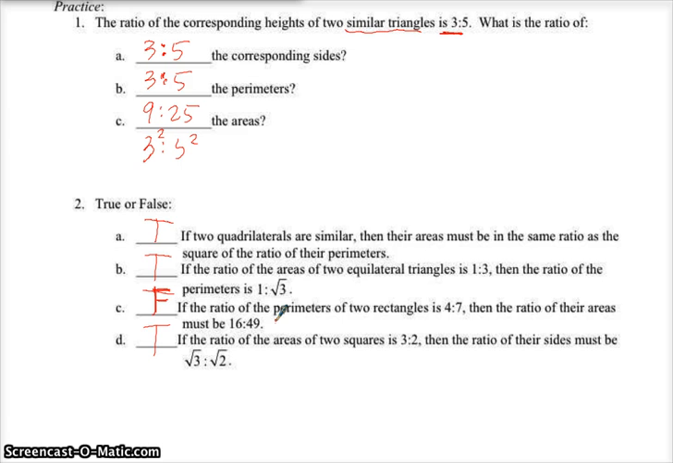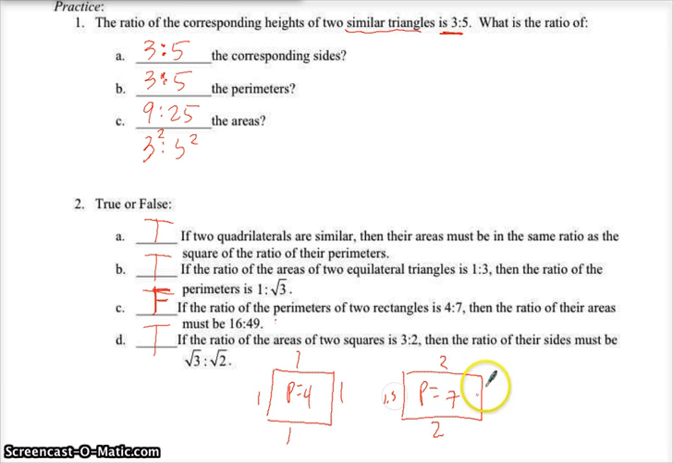Ooh, that's the question. It says if the ratio of the perimeters of two rectangles is 4 to 7 and the ratio of their areas is 16 to 49. Come up with a counterexample. Okay, so I like to do 1, 1, 1, 1. That perimeter is 4. I need to make one with a perimeter of 7. Okay, so I'll make that 2, 2, 1.5, 1.5. Well, what's wrong with these rectangles? This is missing the word similar. It doesn't say that those rectangles are similar, therefore it's false.